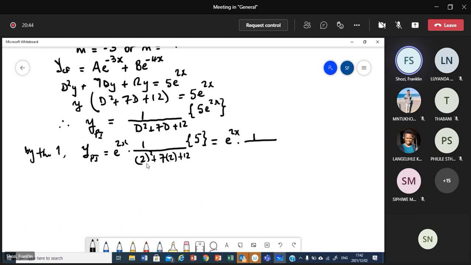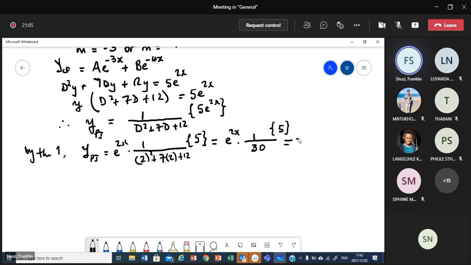Let me work that one. This is going to be 4. This one is going to be 4 plus 14, that is 18. That becomes 30. And the action here is on 5, so this becomes 5 over 30. That is 5 over 30, that is 1 over 6.